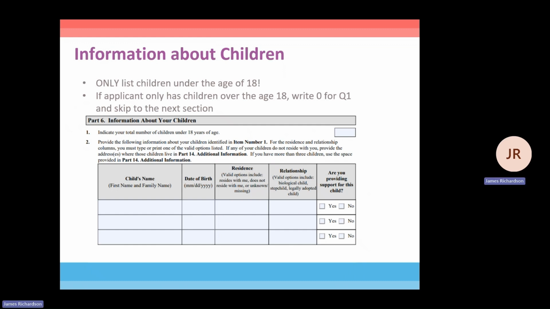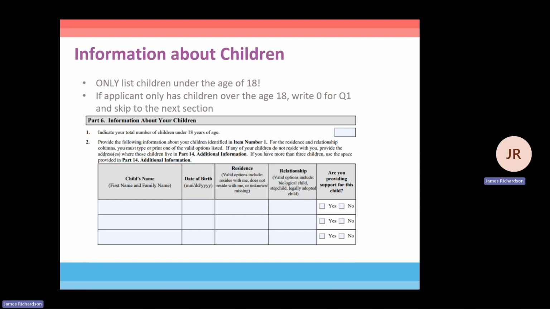So information on children. This is another area that's been simplified in some ways. We're only listing children under the age of 18. So if the applicant only has children over the age of 18, we're writing 0, and we're skipping to the next section. Be aware if they do have children under 18, residence is really important. So if they don't live at the same address, USCIS will likely inquire about whether they support their dependents. So we want to make note of where they live.